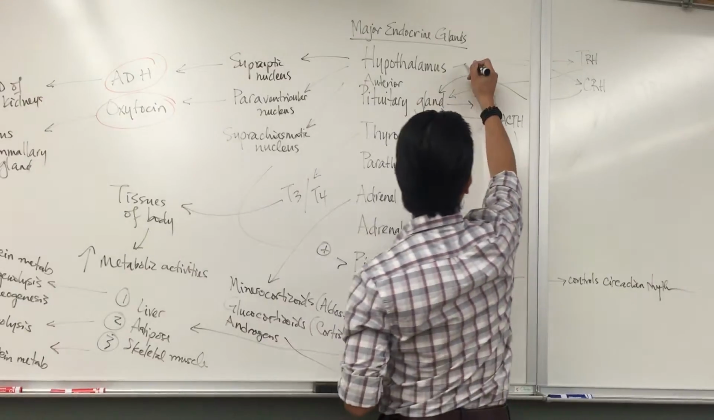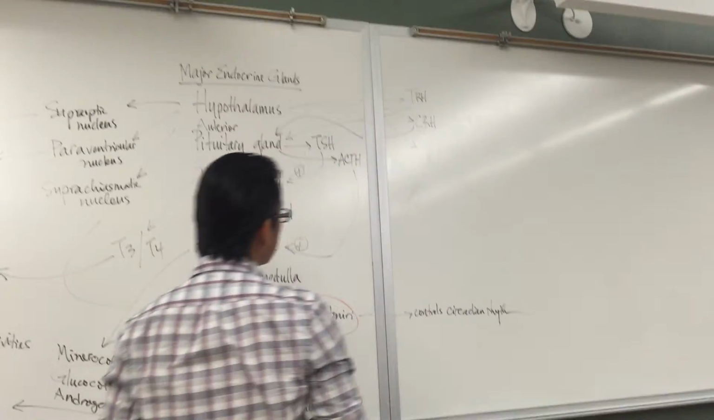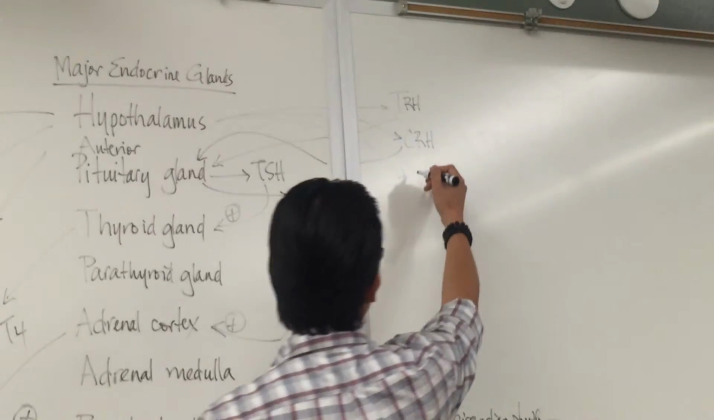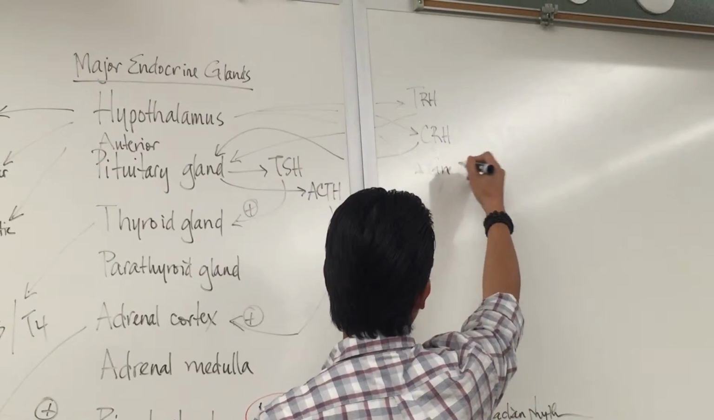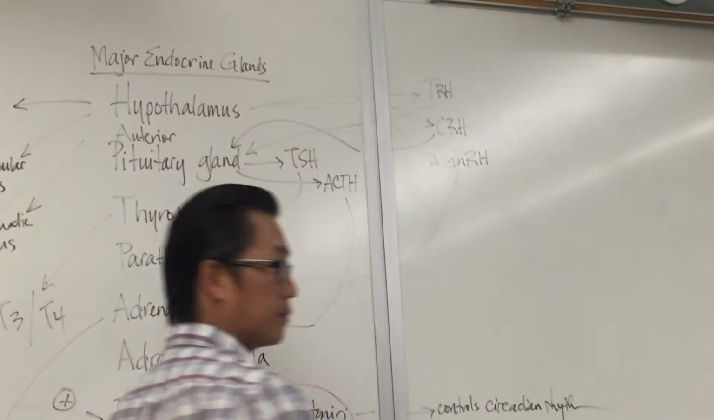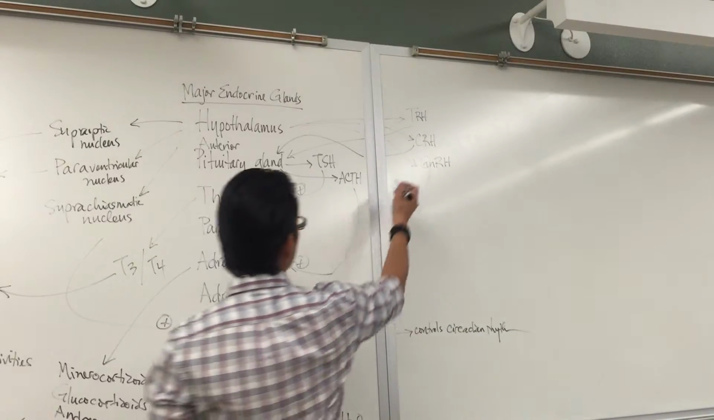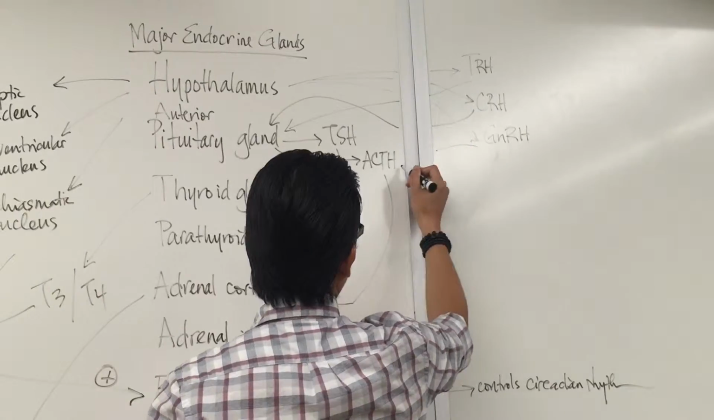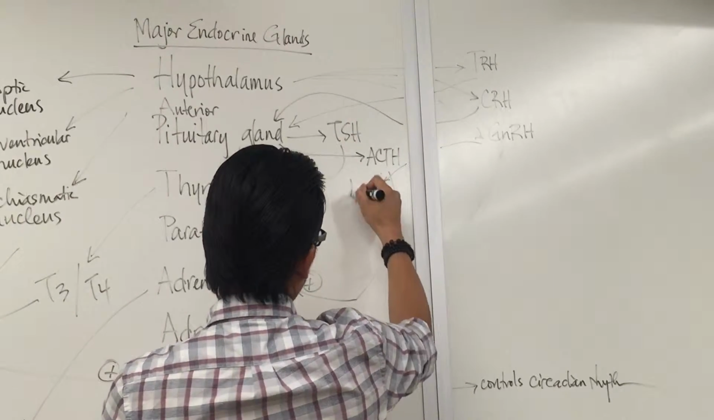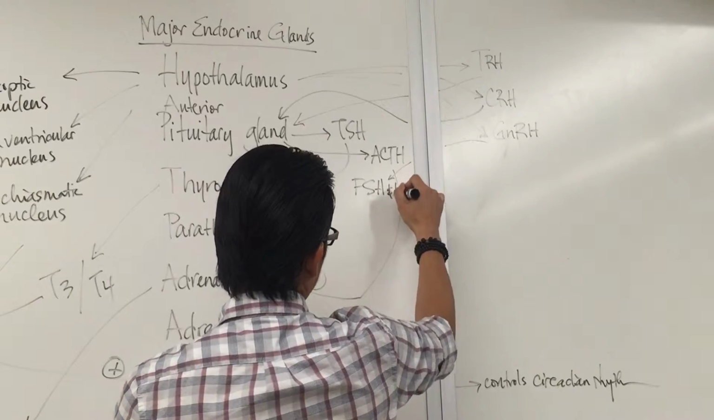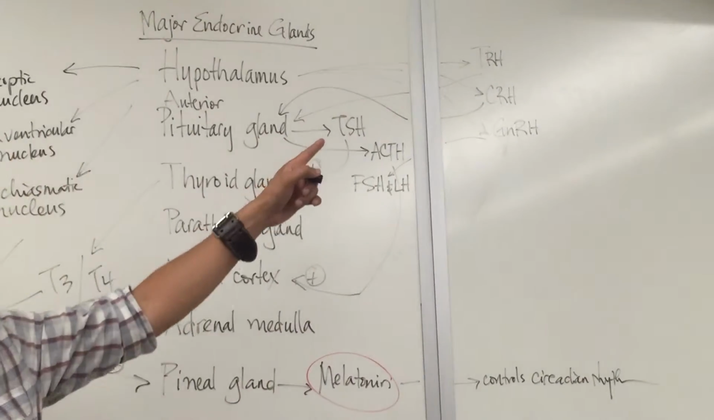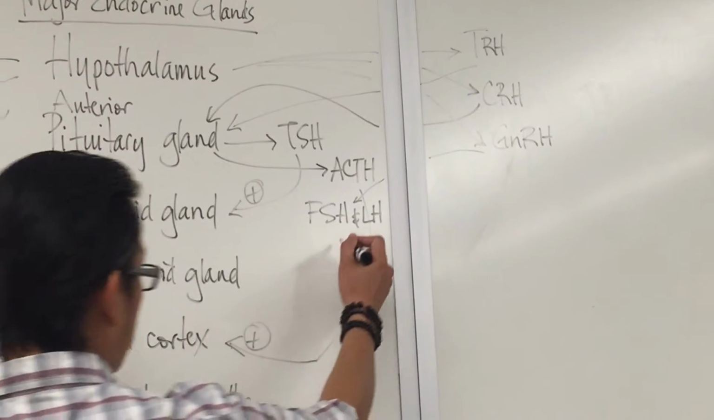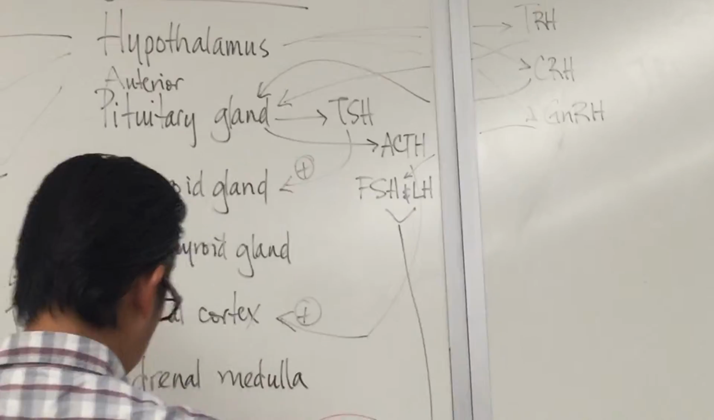Okay, so third hormone from the hypothalamus is called gonadotropin releasing hormone. Gonadotropin releasing hormone goes to the anterior pituitary. So I'm just going to put it right here. And the anterior pituitary releases FSH and LH. Okay, under the stimulation of gonadotropin releasing hormone, which is GnRH, FSH and LH collectively will go to the gonads.